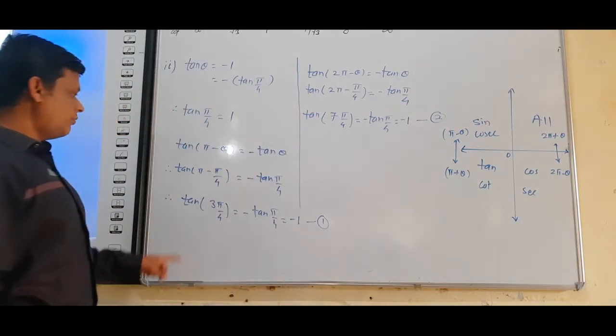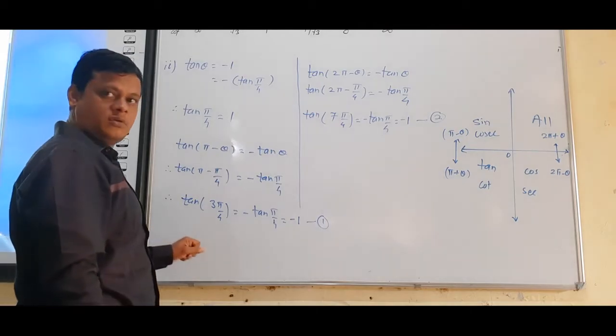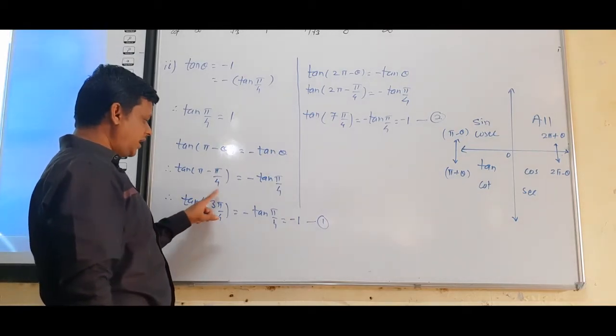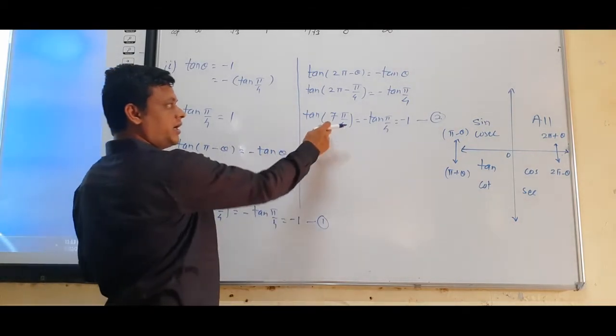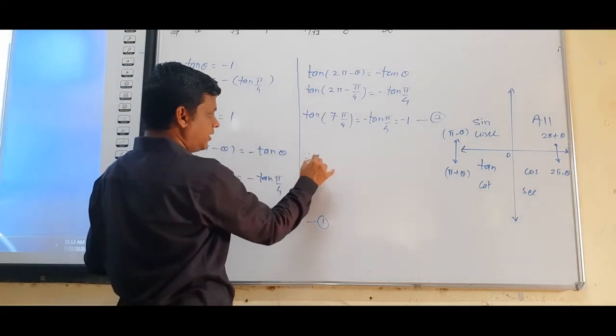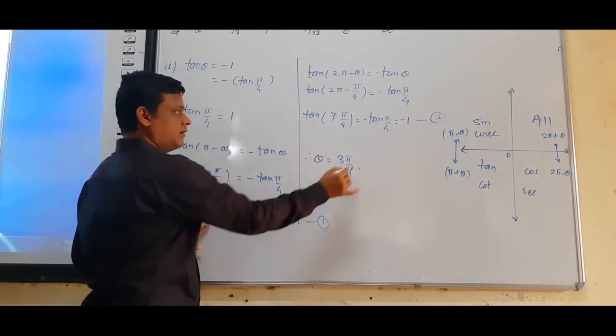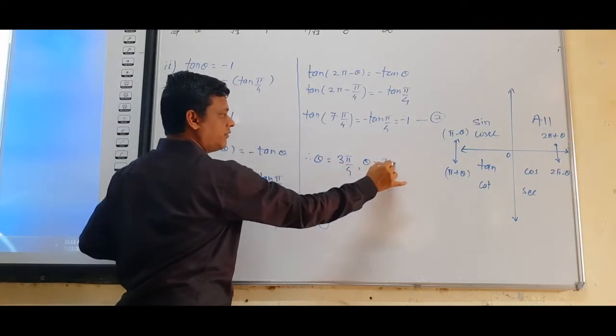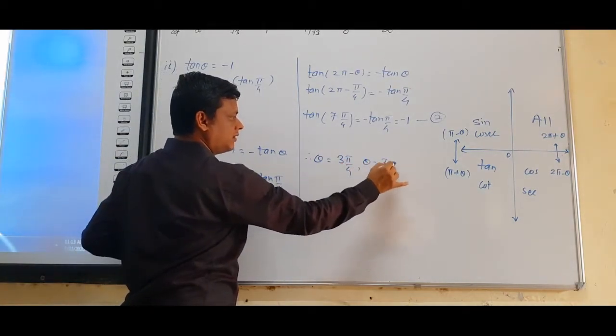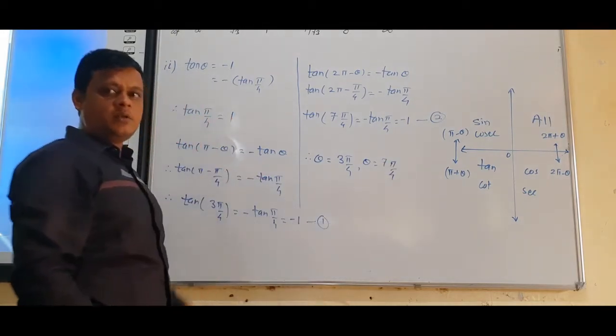So from equation 1 and 2 we get the values theta equals 3 pi by 4, theta equals 7 pi by 4. Therefore theta is equal to 3 pi by 4, theta is equal to 7 pi by 4. These are the principal solutions.